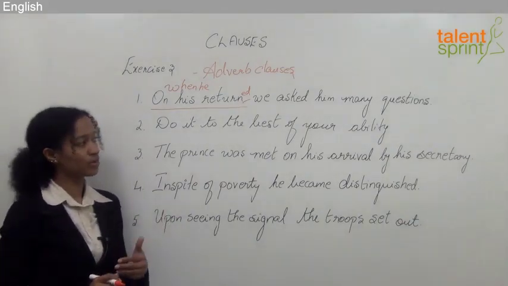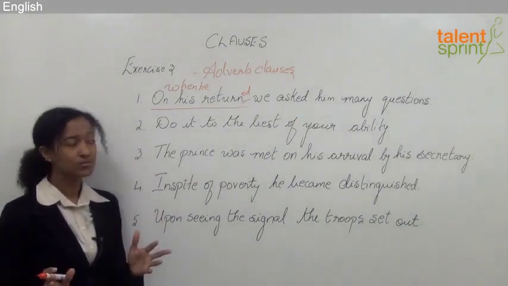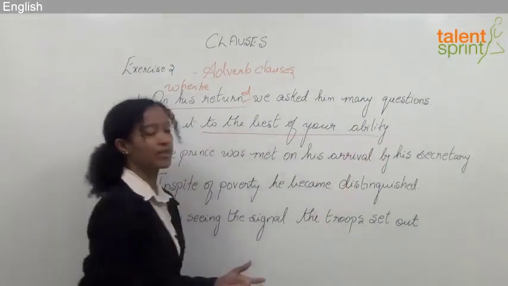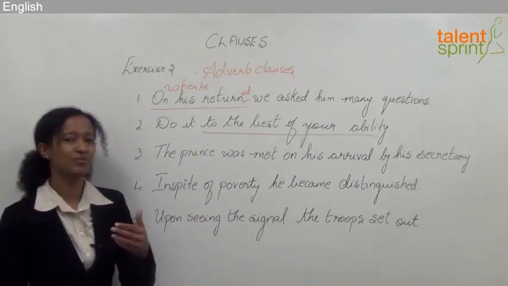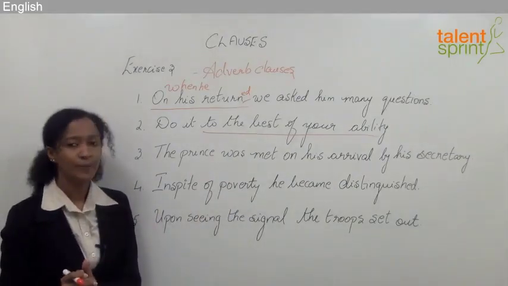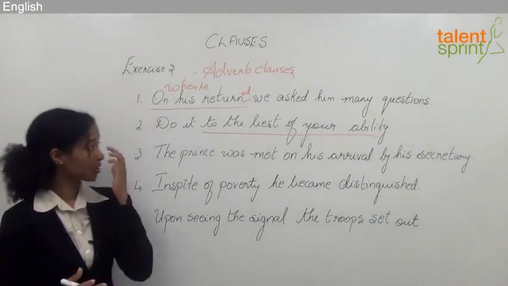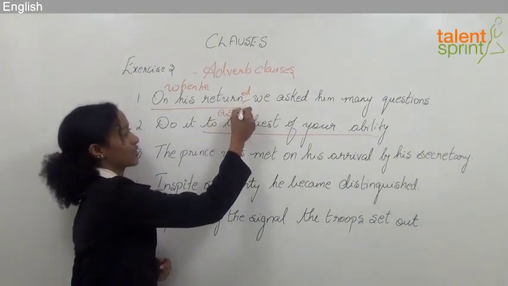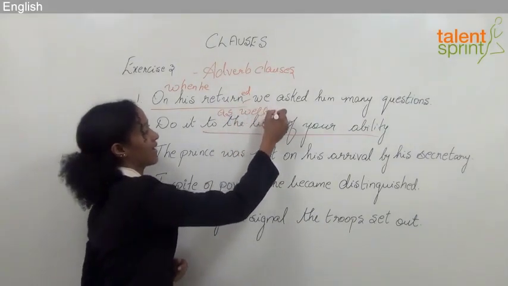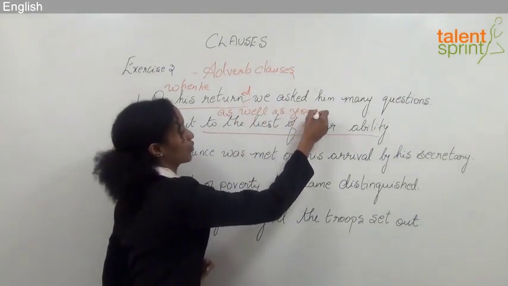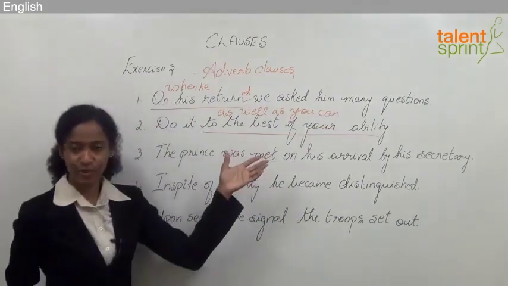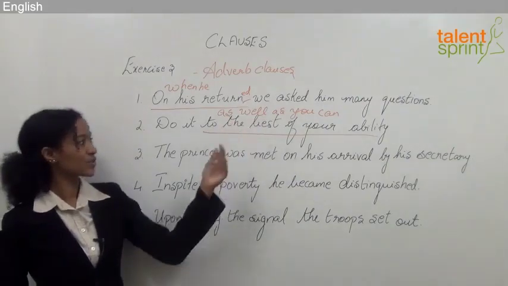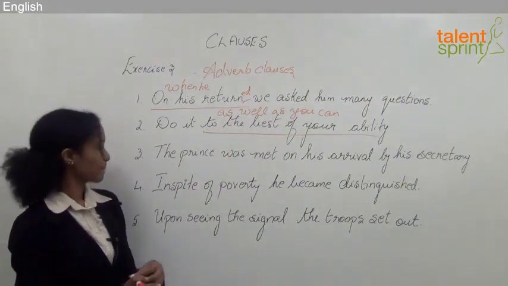Do it to the best of your ability. To the best of your ability is my adverb phrase. So if I have to change that to an adverb clause, what can I put there? Do it as well as you can. The meaning is still retained, but we've changed the adverb phrase to an adverb clause. As well as you can. Do it as well as you can. Yeah. Let's move to the third one.